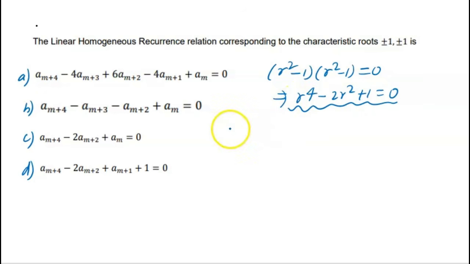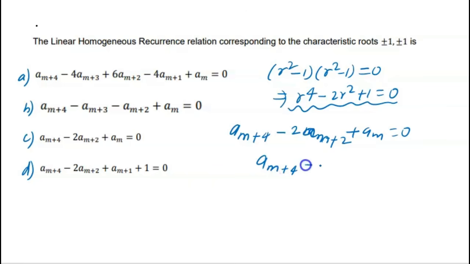r to the power 4, so I can write a(m+4). Here the options are in terms of m, so I'm writing m plus 4. And r square, so I can write 2a(m+2), sorry, 2a(m+2), and plus a(m) is equal to 0. Let me rewrite it: a(m+4) minus 2a(m+2) plus a(m) is equal to 0.